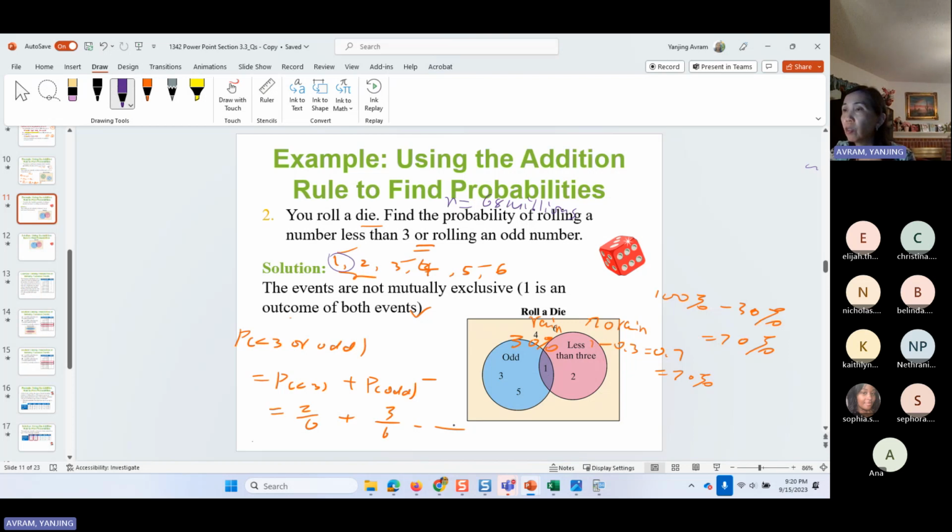So you counted 1, so you have to minus 1 over 6 once, so you don't overcount. All right, because you counted 1 as less than 3, and also counted 1 as an odd number. So if you use this one right here, you just counted 1 twice, so you have to minus that one. Okay, so you have 2 plus 3 minus 1, so that's 4 out of the 6, simplify to 2 out of the 3. Okay, always simplify your final answer in here. All right, so that is how you do the probability.